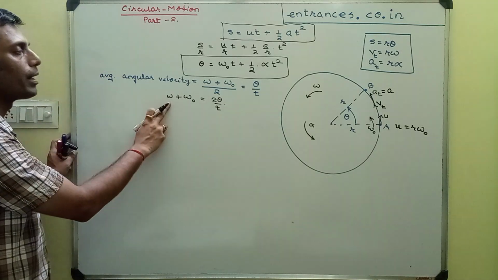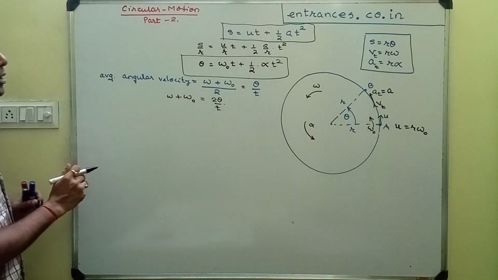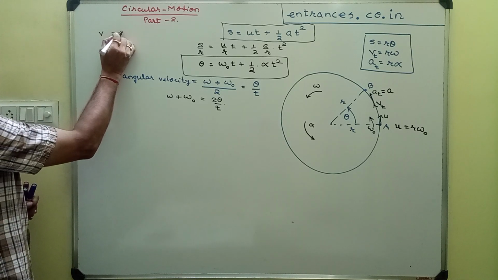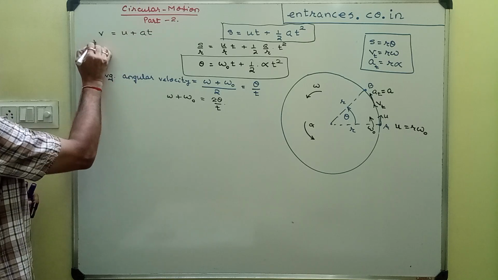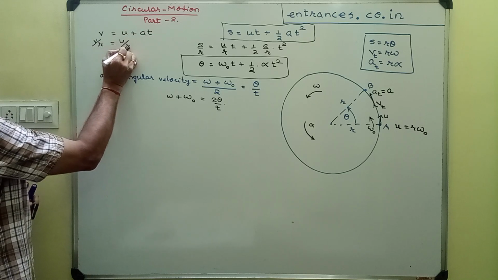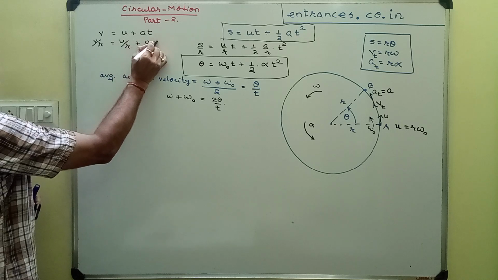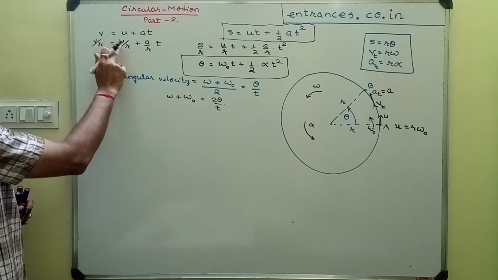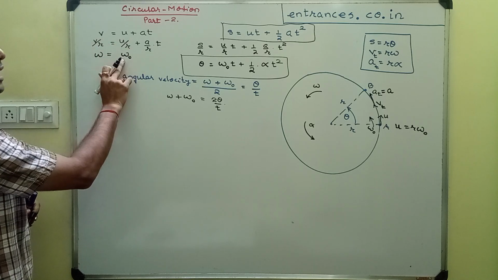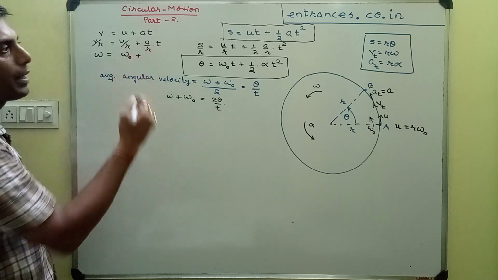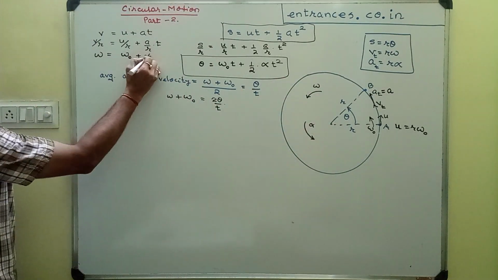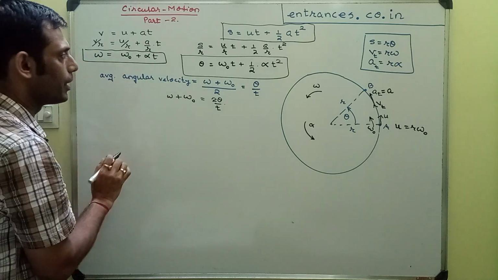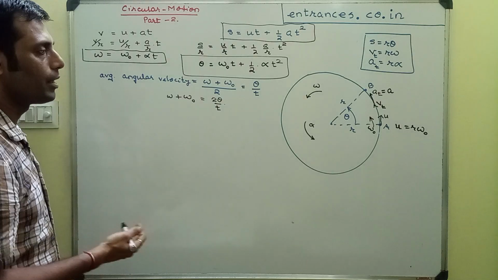Now replace this omega by your relation with the initial angular velocity through this relation. Let's say v is equal to u plus at. Here, if we divide by r, then we get u by r plus a by r into t. v by r would become omega, angular velocity after time t. u by r will become omega naught, angular velocity at the start of the motion. at by r is alpha. So that means omega is equal to omega naught plus alpha t. This is the second equation in circular motion, kinematical equation in circular path.